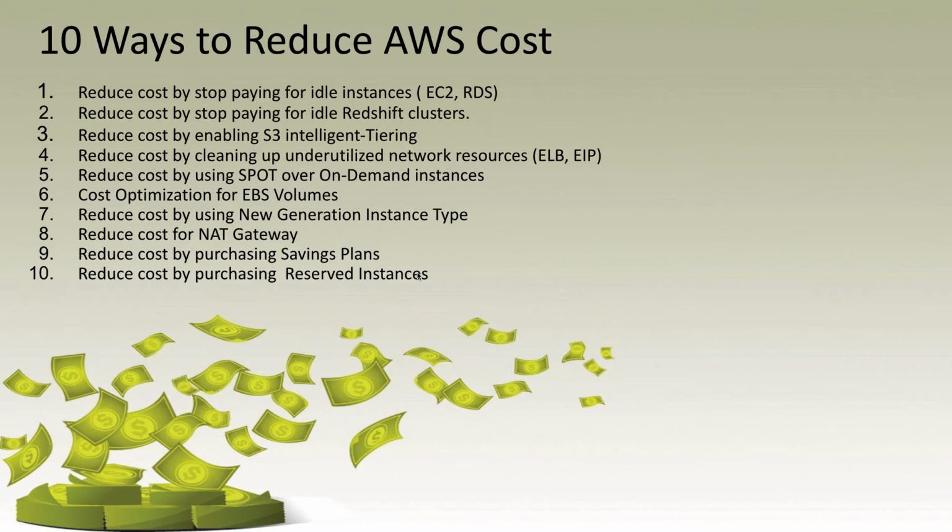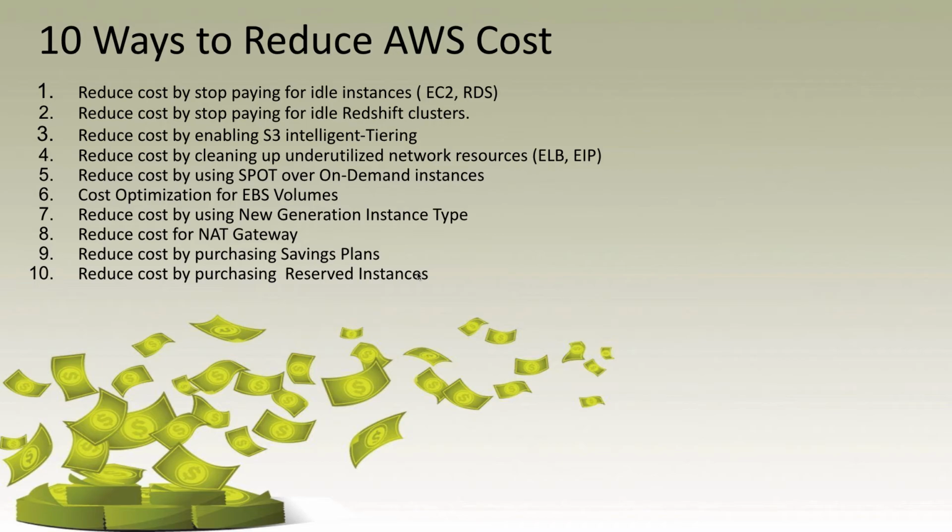Next way to reduce your AWS cost is by using the NAT gateways. So NAT gateways we use in case our EC2 instances in our private subnet need to talk to the internet. So we provision NAT gateways and they help in making the communication for those private instances.